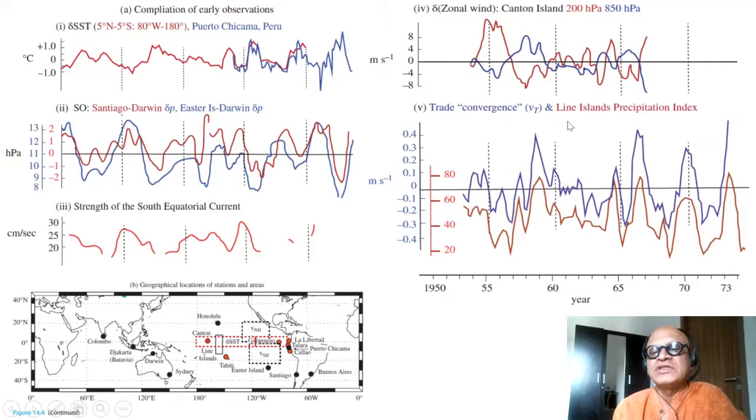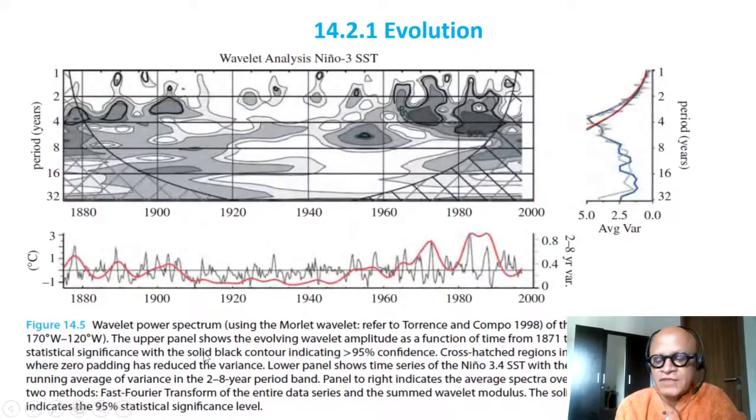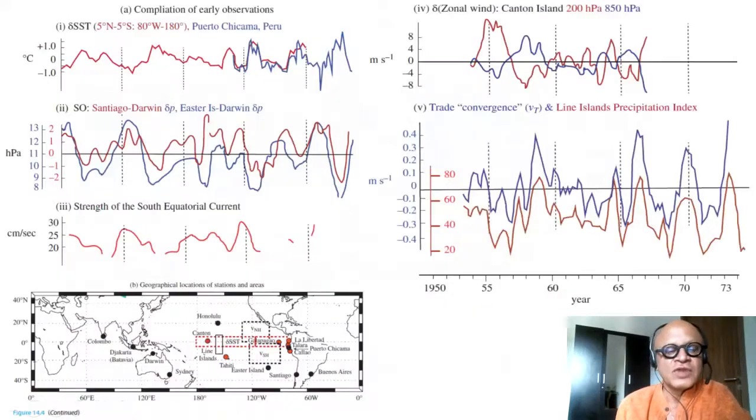Trade convergence and Line Island precipitation index, again there is a high correlation. Meridional winds converging in, so Line Island is here, winds are coming in, the southeasterly winds all the way here, so the cross-equatorial convergence is going to influence, is going to be correlated with rainfall over Line Islands.